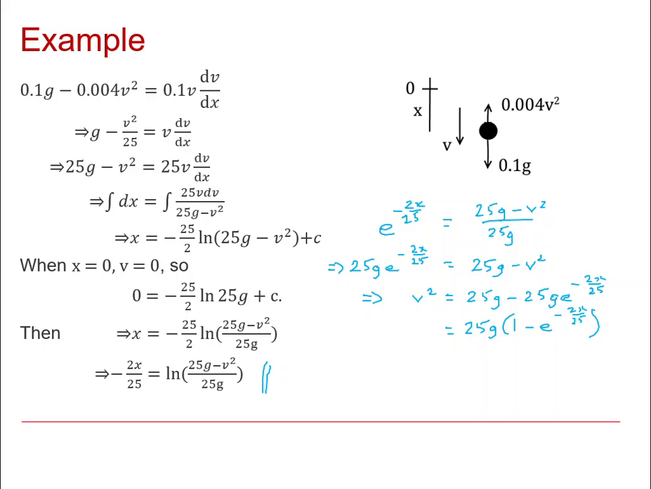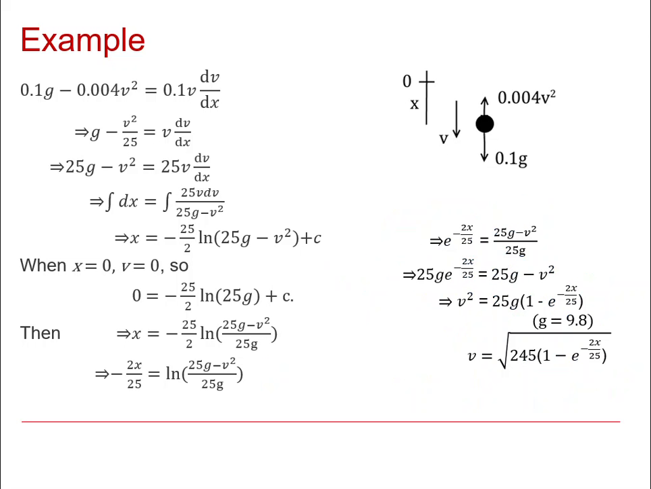But the question asks us to get v in terms of x. So at this point I'll introduce the 9.8 for g, and that 25 times 9.8 is 245. So v is equal to the square root of 245 times 1 minus e to the minus 2x over 25. And that's our expression for v in terms of x. And that's the answer to the question. So here's a neater version of that. Doesn't say anything different.